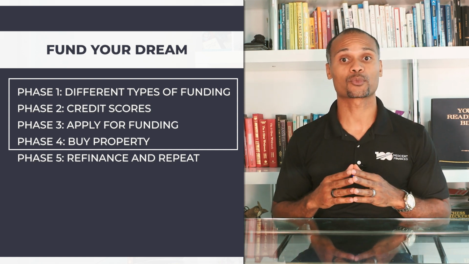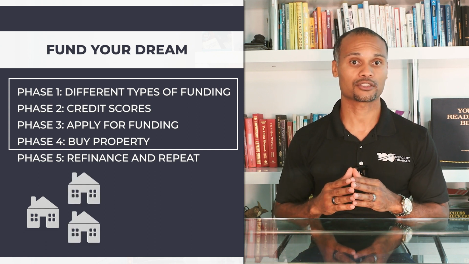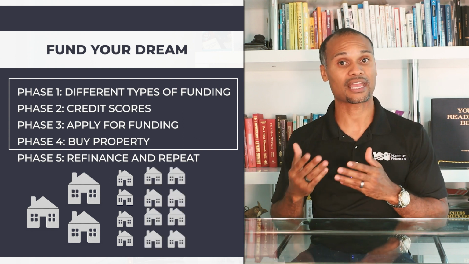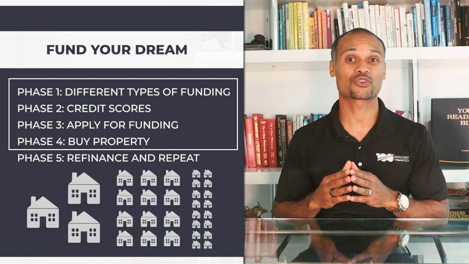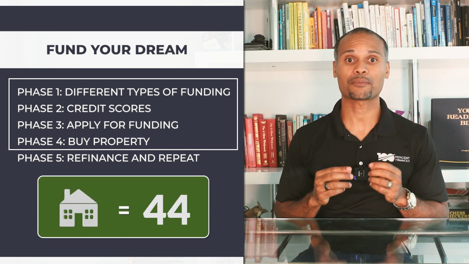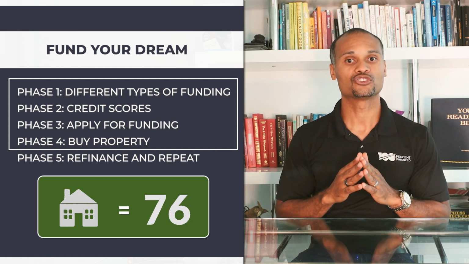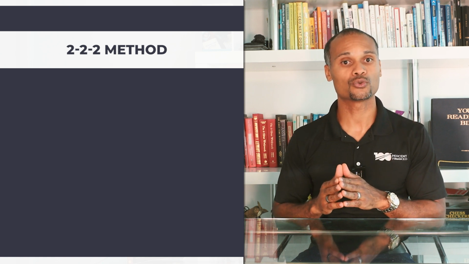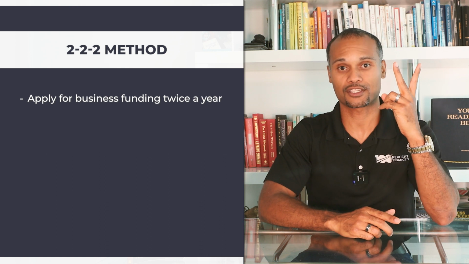You'll go from your first property in your first year to buying 2 in your second year, adding another 4 in your third year, investing in another 8 in your fourth year, and acquiring 16 units in your fifth year. Got it? This same system brought me to 76 rental properties myself. Just follow the 2-2-2 method. Apply for business funding twice a year.